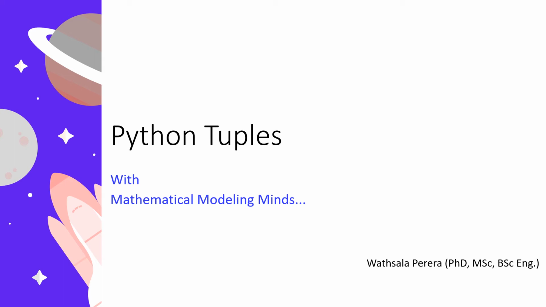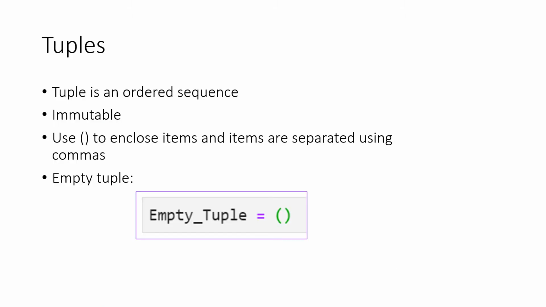This is about Python tuples with mathematical modeling minds. A tuple is a collection of objects. It is an ordered sequence and is immutable. Tuples cannot be changed like a list. They use parentheses to enclose the items, and the items are separated by commas.